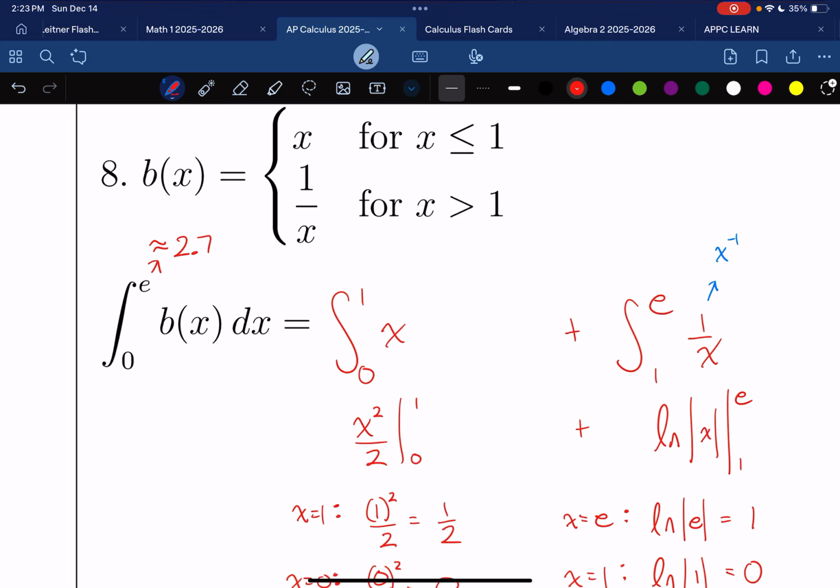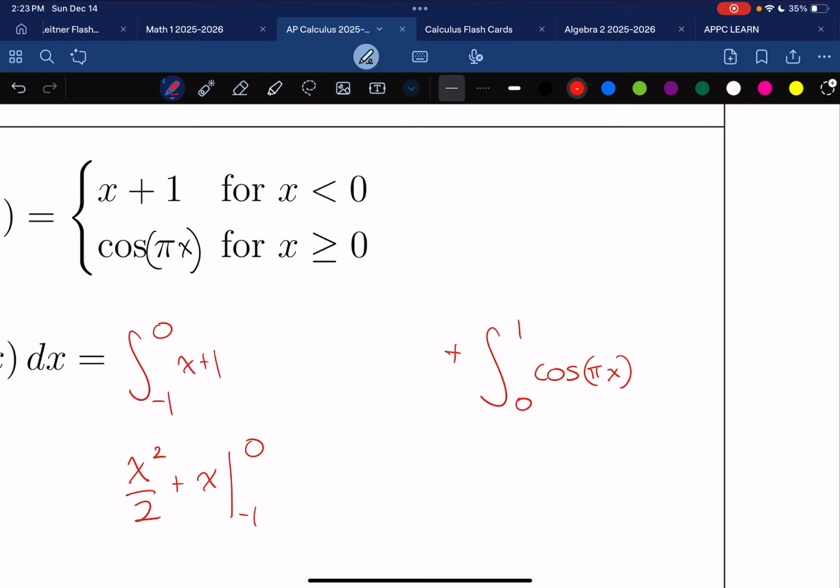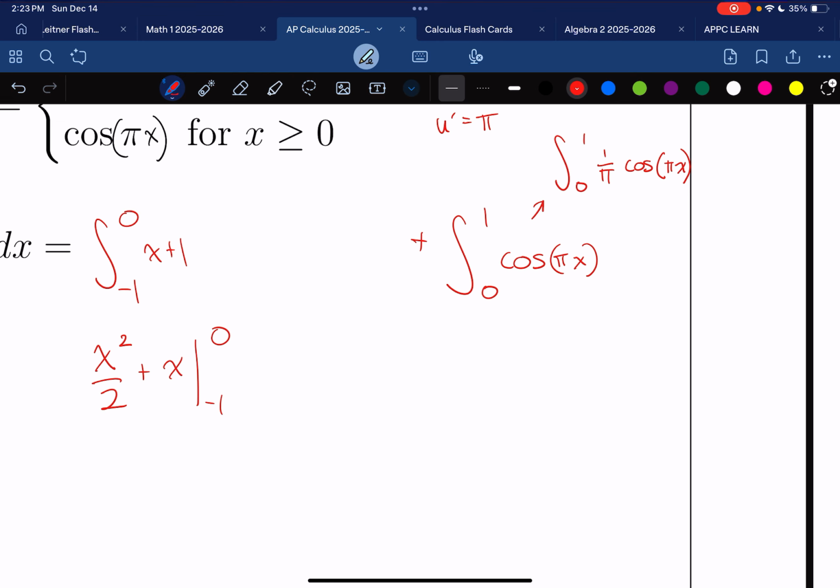I want to do that work, not up there, but down here. I'm going to say u is equal to pi x, and taxman is equal to, I don't see him, so 1, and then u prime is equal to pi, so I'm going to pay the taxman 1 over pi, and my integral now becomes the integral between 0 and 1 of 1 over pi cosine of pi x. Now that I've done that, I can take the antiderivative.